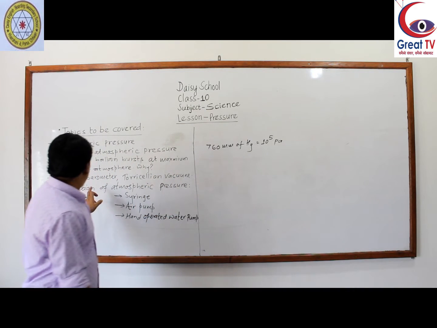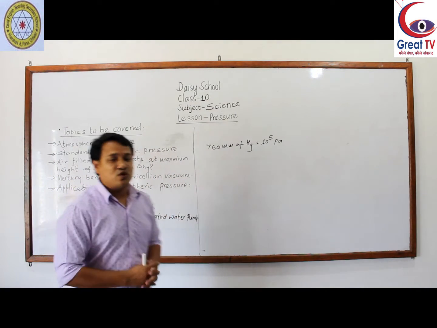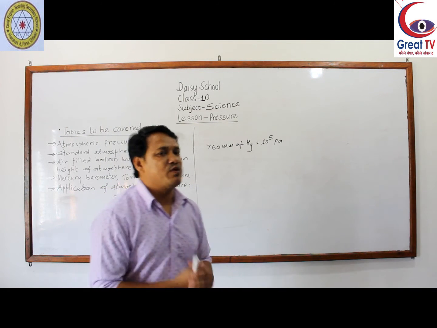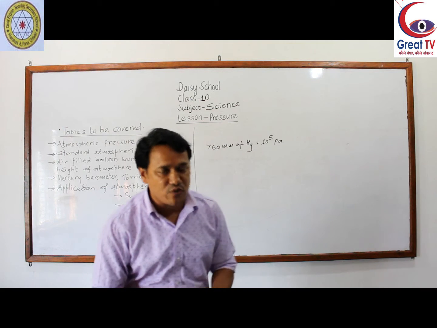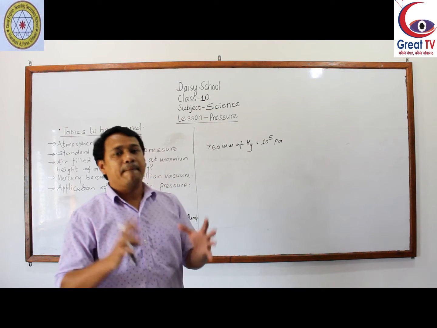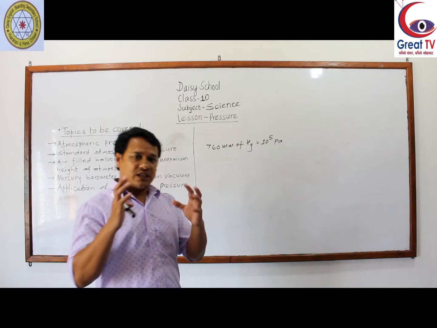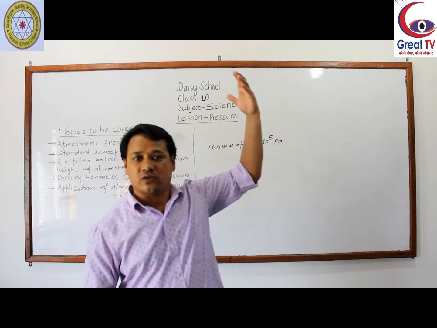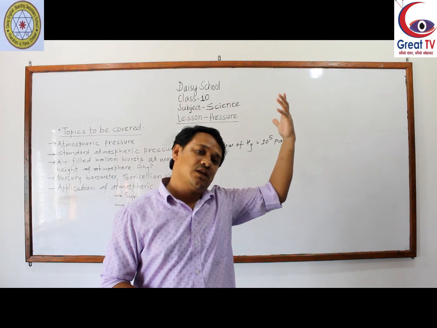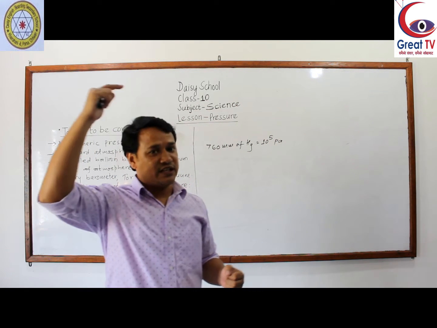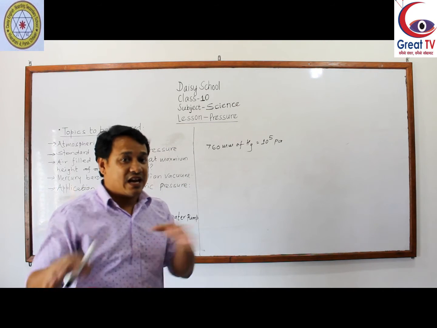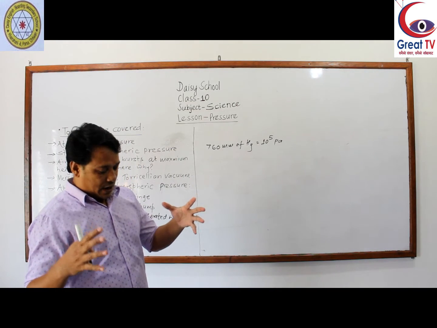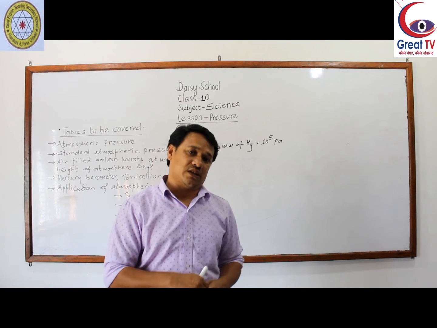So, do you know which instrument is used to measure the atmospheric pressure? To measure the atmospheric pressure, we use a special type of instrument that is called a barometer. A barometer is a device which is used to measure the atmospheric pressure. It can measure the altitude also, the height of a place, because when the height increases, pressure decreases. They are related to each other. So, the device which is used to measure the atmospheric pressure is called a barometer.